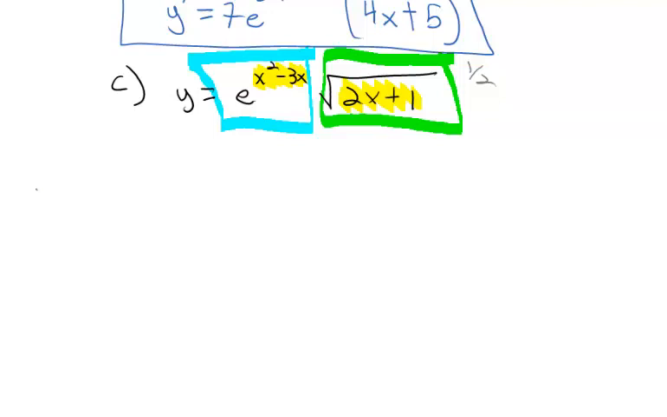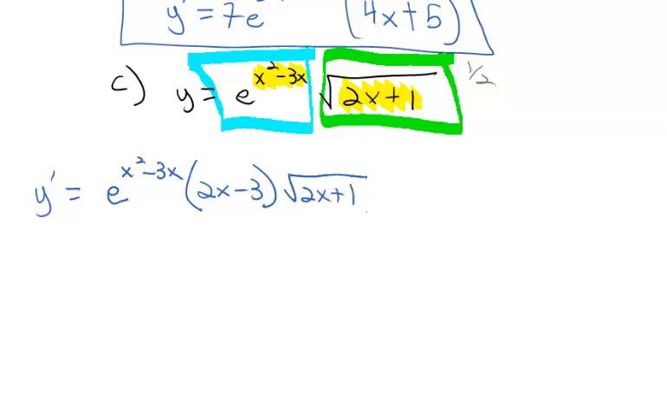So since we have a product, we're going to use the product rule. y prime is equal to the derivative of the first times the second plus the derivative of the second times the first. So the derivative of the first, e to the guts, is e to the guts. Then we have to multiply by the derivative of the guts. The derivative of x squared minus 3x is 2x minus 3. Times the second, which is the square root of 2x plus 1. Derivative of the first times the second plus the derivative of the second times the first. Well, the derivative of the second is the square root of the guts, or 1/2 times the guts.